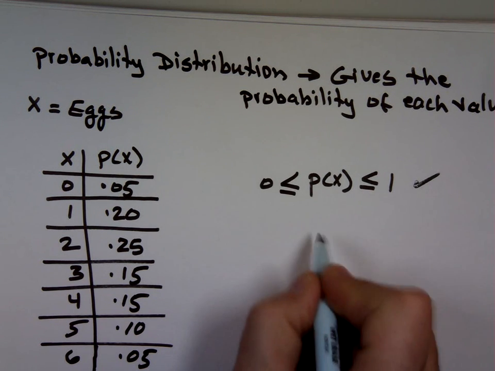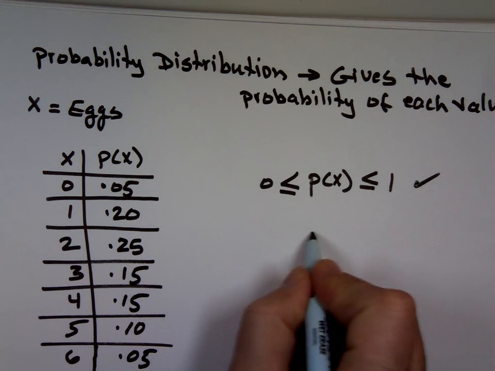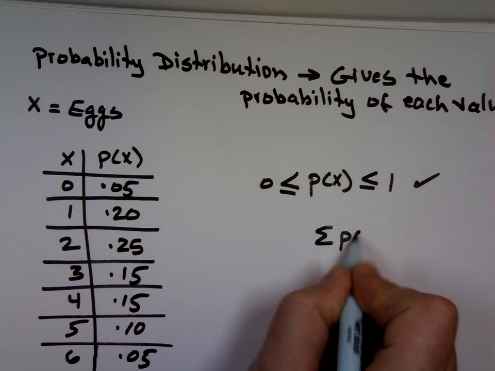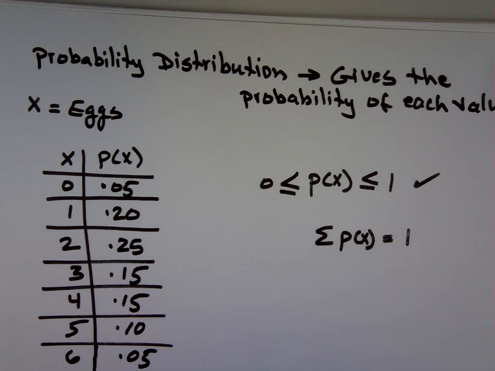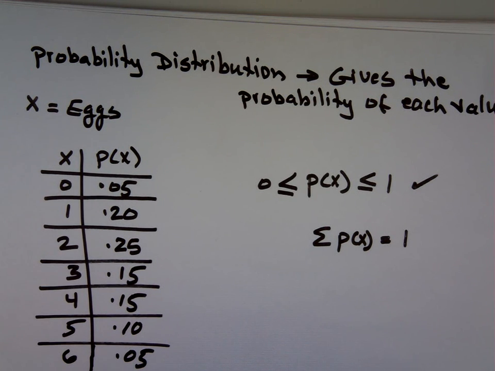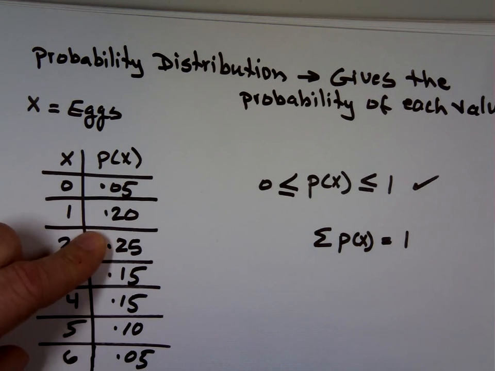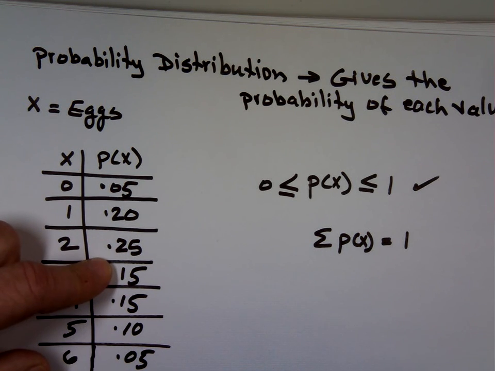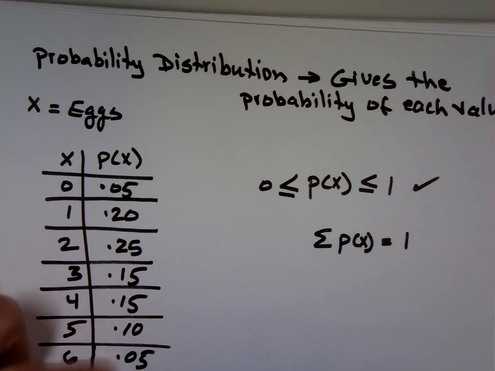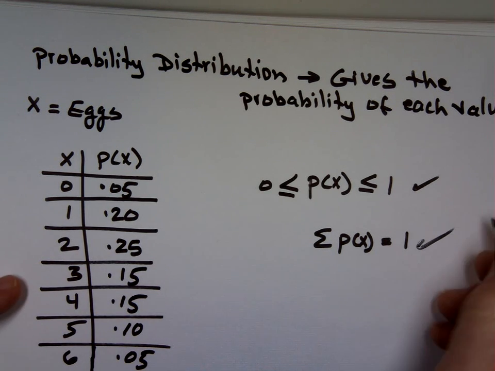The second test: if you add all the probabilities, the sum should be 1. If I did this correctly, they should add up to 1. 0.05, 0.25, 0.50, 0.65, 0.80, 0.90, yep, that's 1.0. So that passes that test.